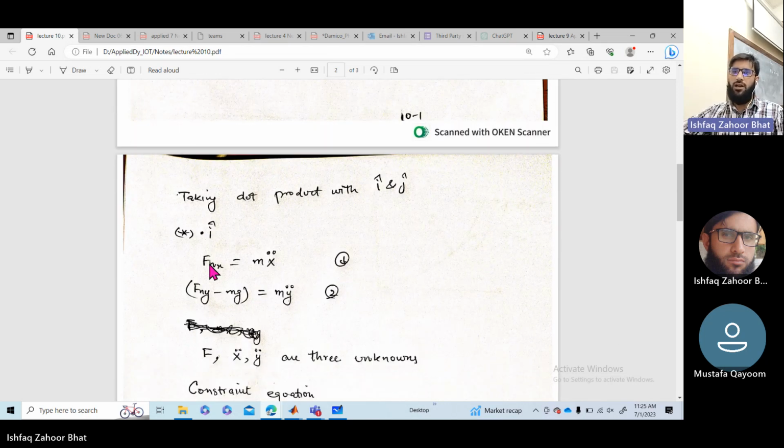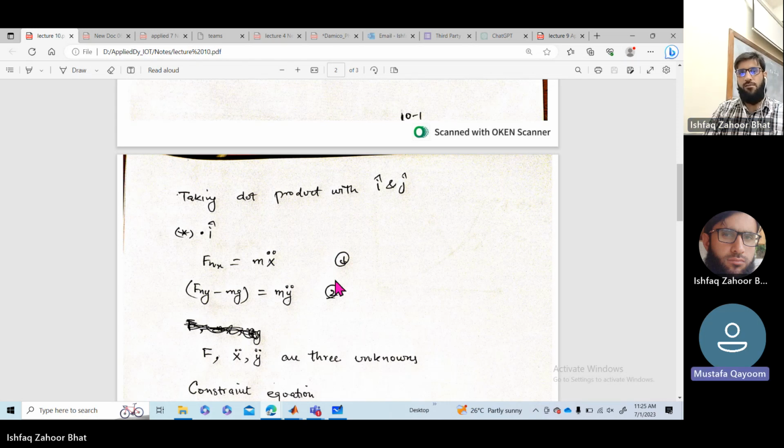Now see, F is unknown. We don't know what the contact force is, because that is a constraint force, and we don't have any law for constraint forces. So we have x double dot and y double dot as unknowns. So we have three unknowns, but we have only two equations. So what to do? What is your opinion? What should we do? We have to get x double dot and y double dot.